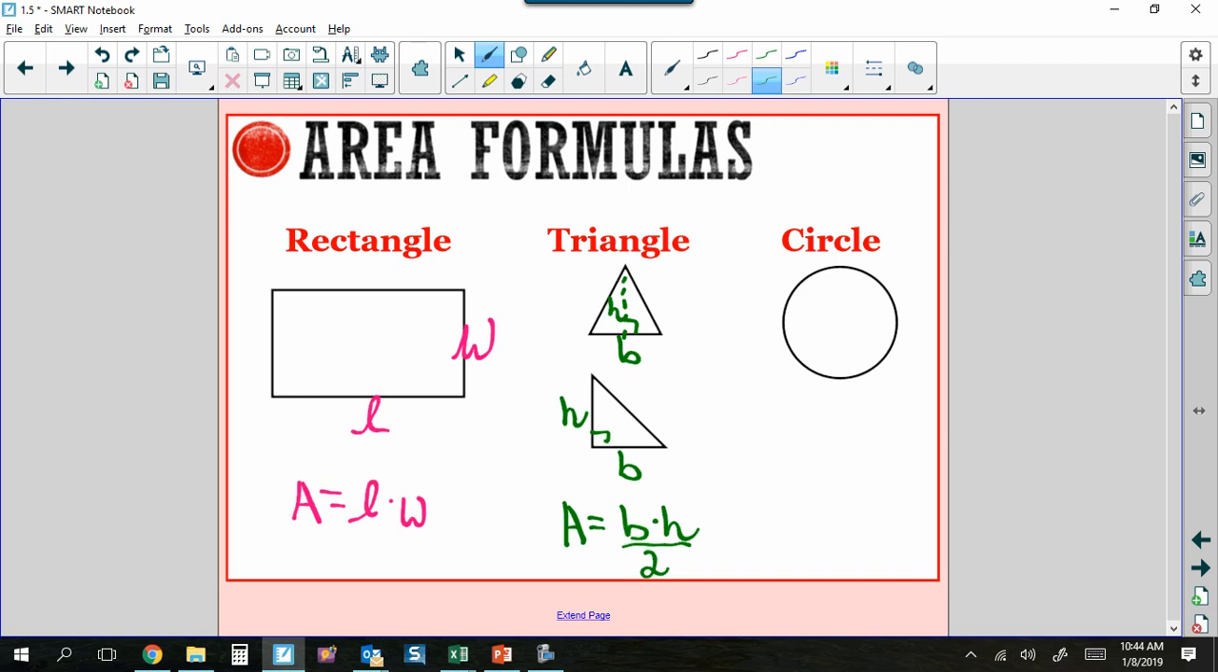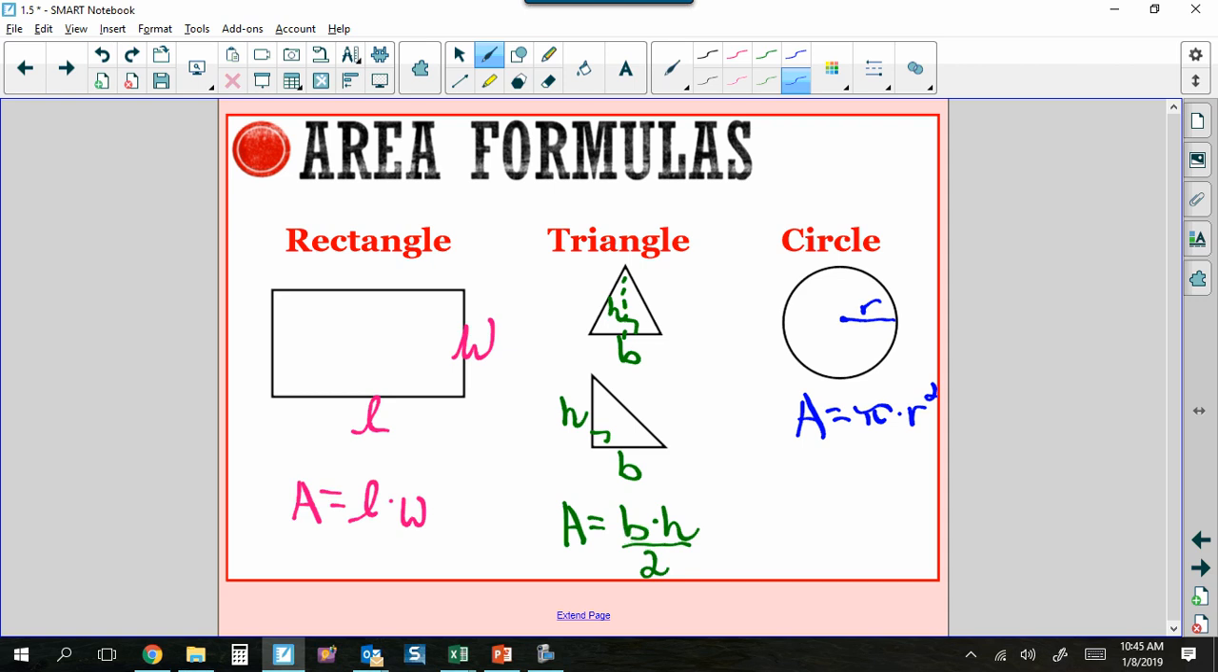And then the last shape on my screen right now is a circle. To find the area of a circle, you need to know the length of the radius, and a radius is going to be from the center to the circle, or half the diameter. And to find the area, you are going to take pi and multiply it times the radius squared.